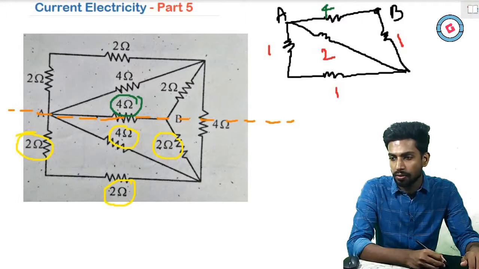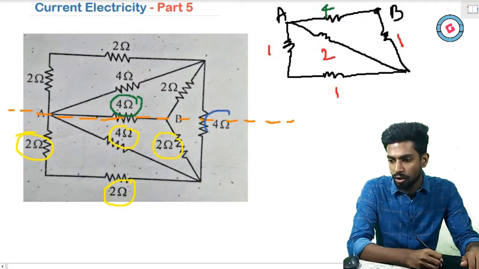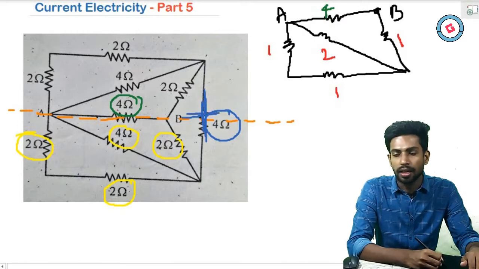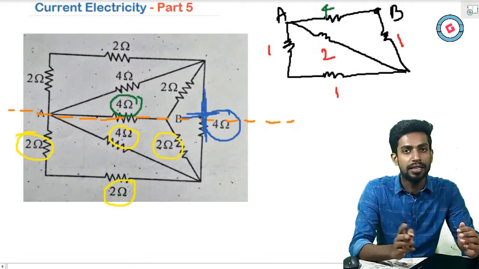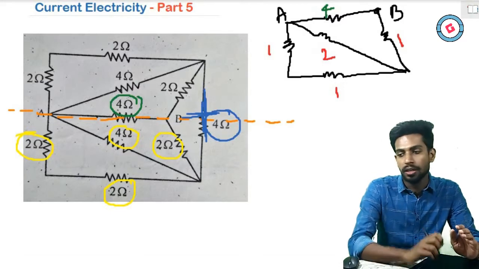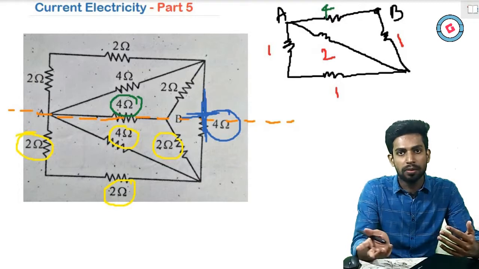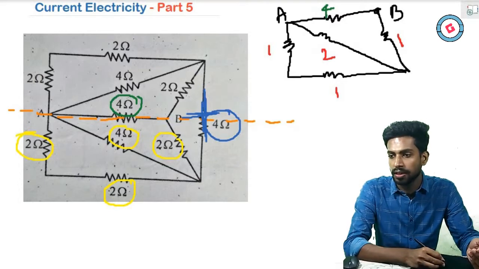And this is a very special resistor. This 4 ohms, it cuts the line AB. If a resistor cuts the line AB, it will be eliminated. So it is looped off. So that resistor will not remain anymore. So this is the simplified system.